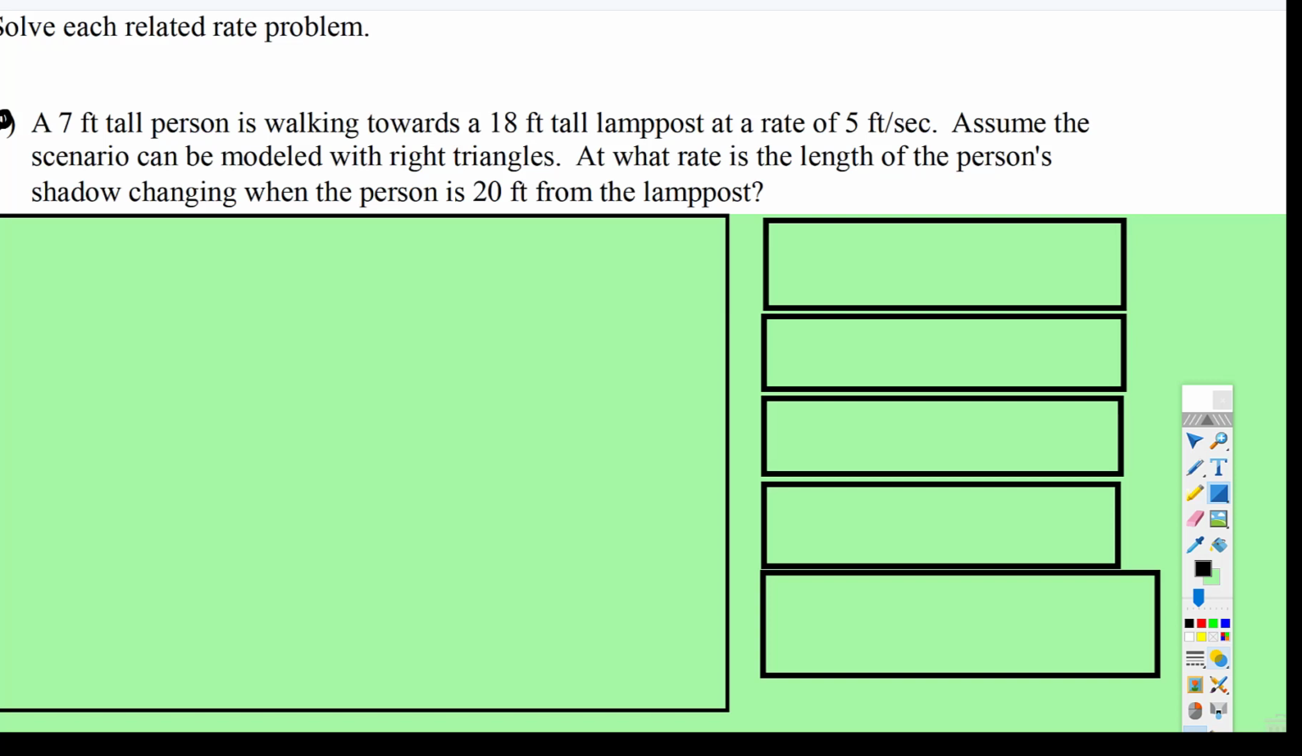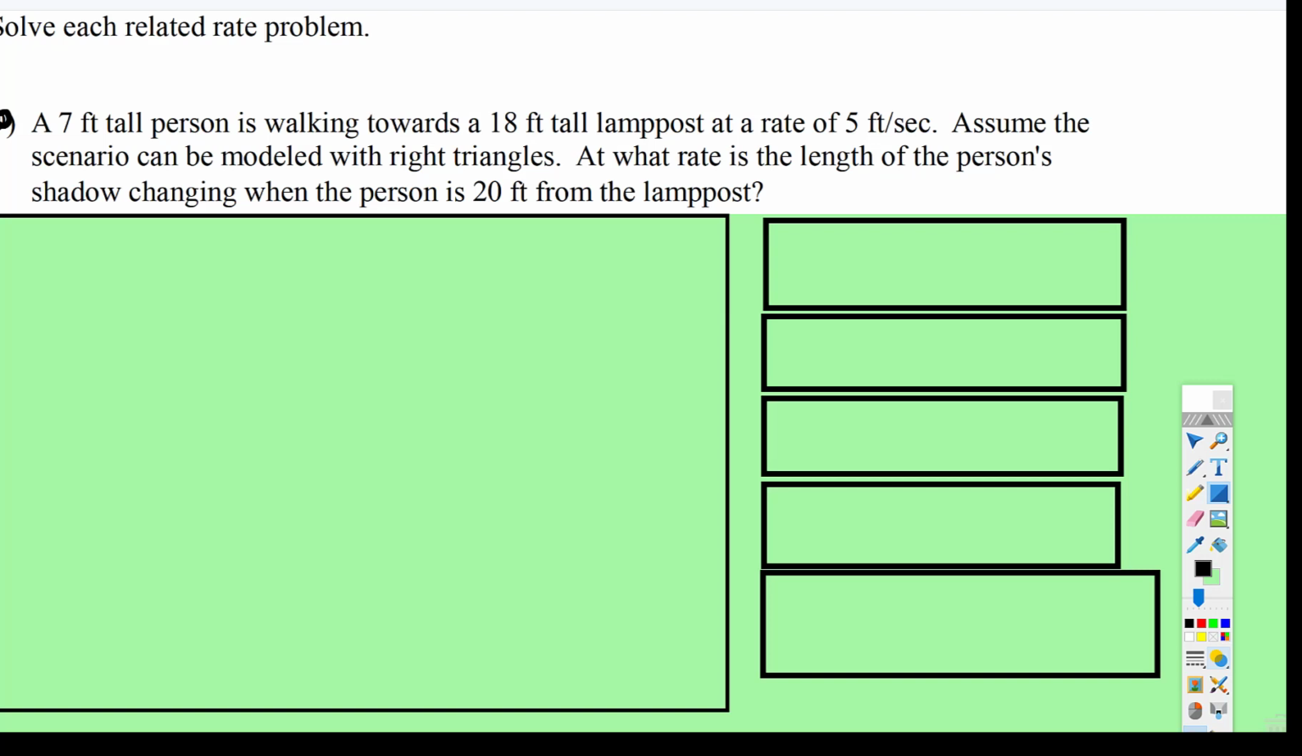Okay, now we have a 7-foot tall person walking towards an 18-foot tall lamppost at a rate of 5 feet per second. Assume the scenario can be modeled with right triangles. That's important because right triangles form ratios. At what rate is the length of the person's shadow changing when the person is 20 feet from the lamppost?